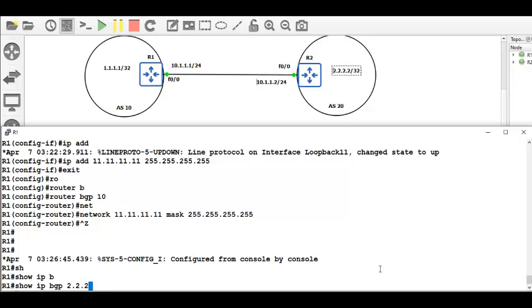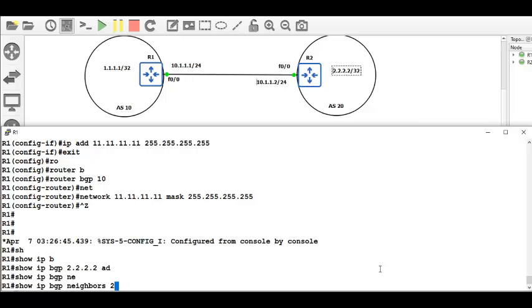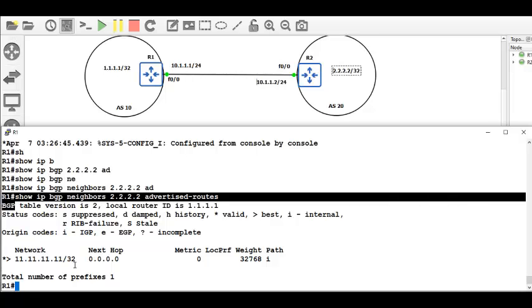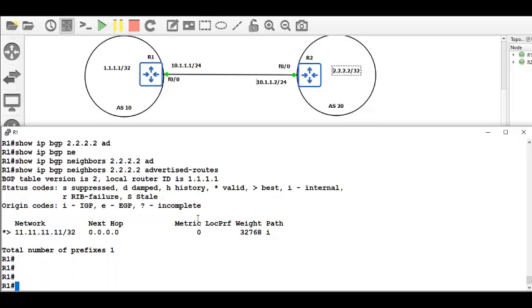Advertised route. Neighbor. Advertised route. Now you can see that router 1 is advertising this network to router 2. Fine. So these are some verification commands.